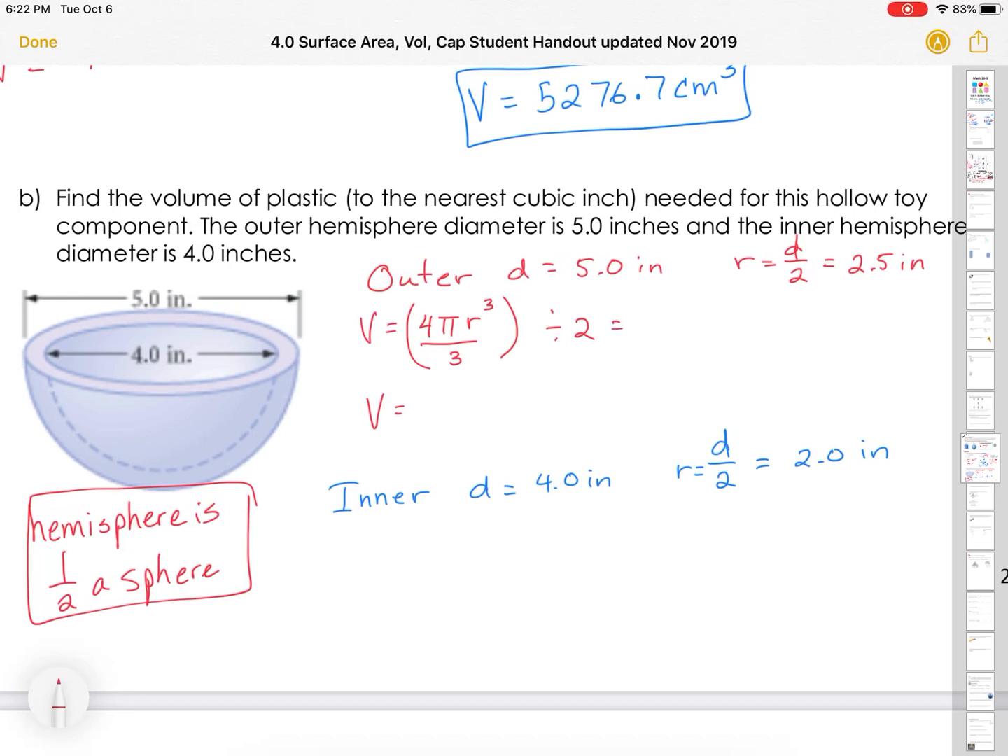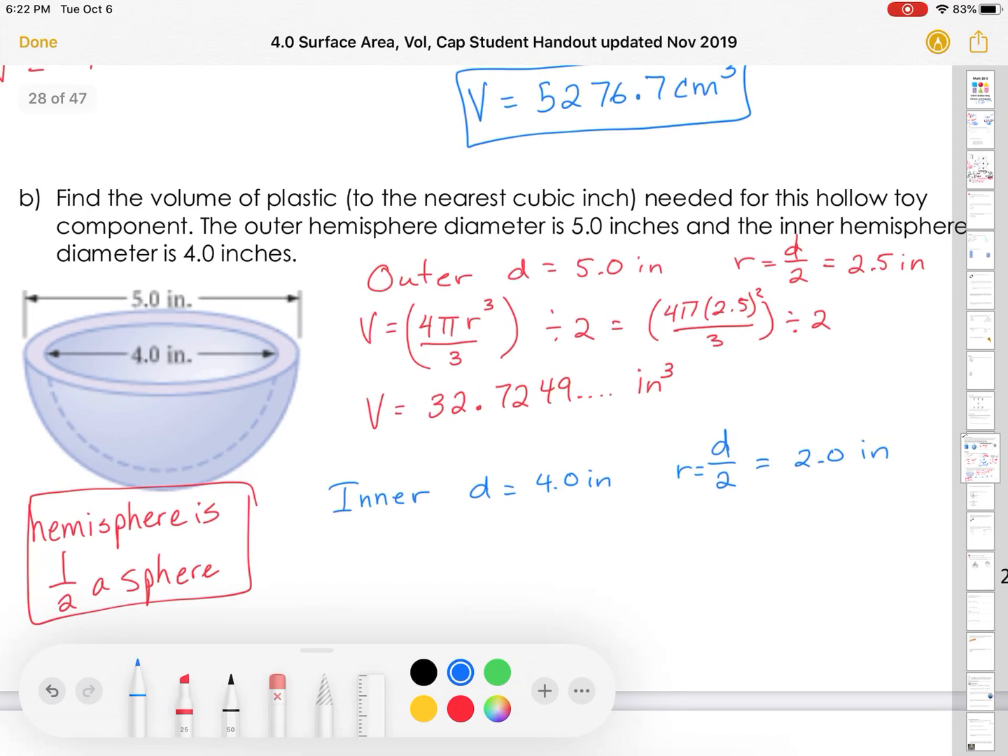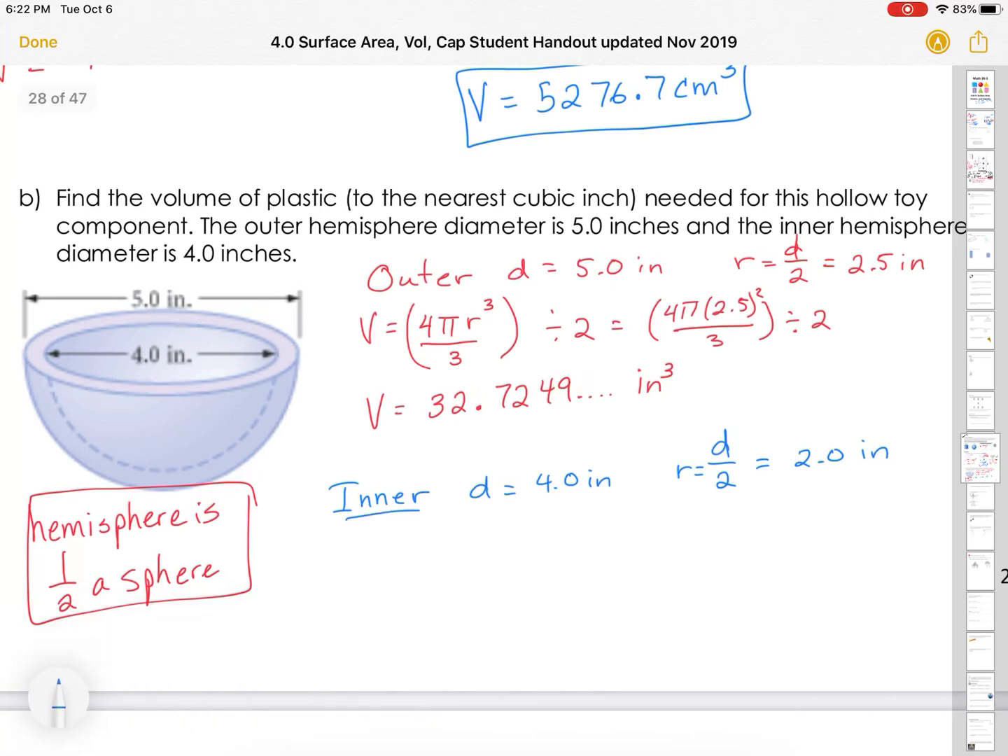So I'm going to put in my numbers. I'm going to get 4 pi 2.5 cubed over 3 divided by 2. When I put that all in, I get 32.7249 ... inches cubed.